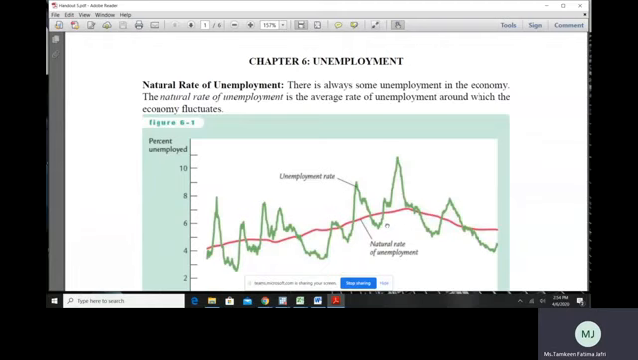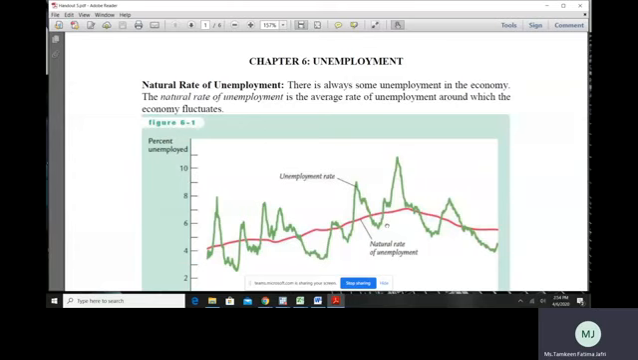So before I explain things in a little more detail, let me first go over some basic concepts. The first concept that I want to introduce right at the front is the natural rate of unemployment. This is also referred to as the steady state of unemployment. There are multiple definitions for the natural rate of unemployment.